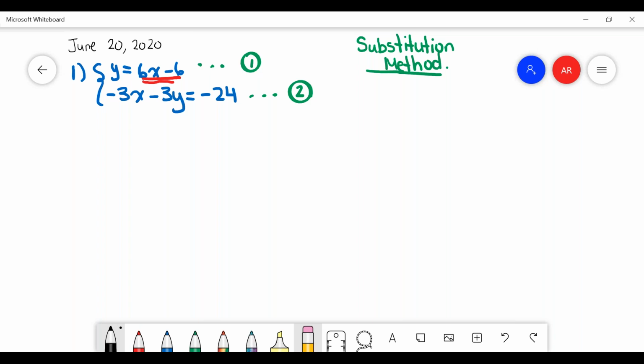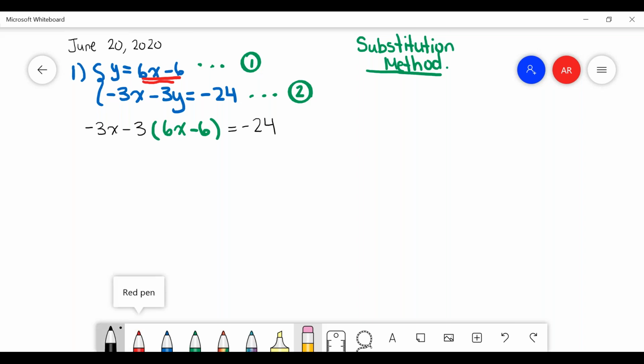Taking equation number 2, I'm going to write negative 3x minus 3 times (6x minus 6), which is equal to negative 24. As you can see, I've taken the value of y, which they have given us, which is 6x minus 6, and substituted it wherever you see y in the second equation.